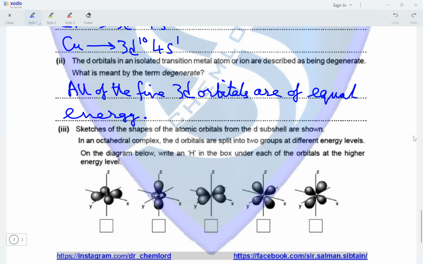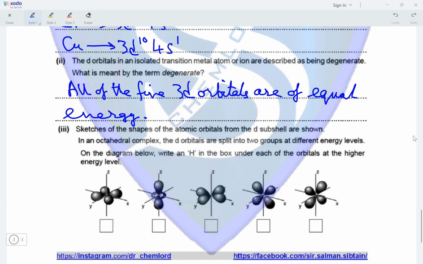Sketches of the shapes of the atomic orbitals from the d subshell are shown. In an octahedral complex, the d orbitals are split into two groups at different energy levels. On the diagram below, write an H in the box under each of the orbitals at the higher energy level. So, in the octahedral complex, the ones in the higher energy level would be the ones present along the axis, which would be dx square y square and the dz square orbitals.